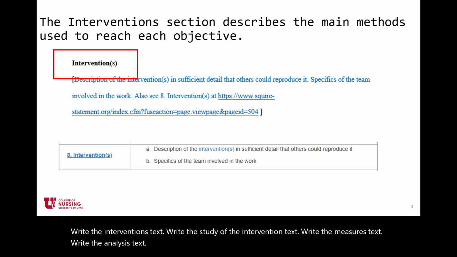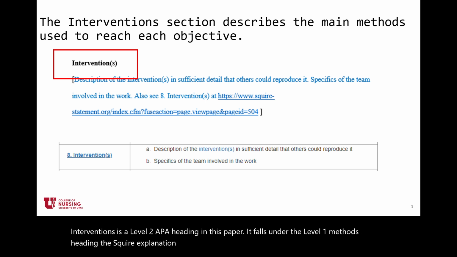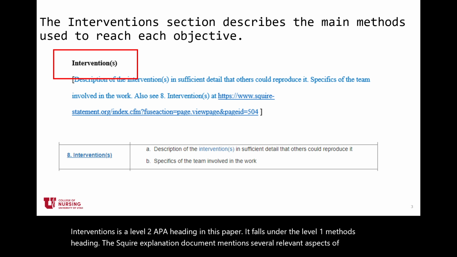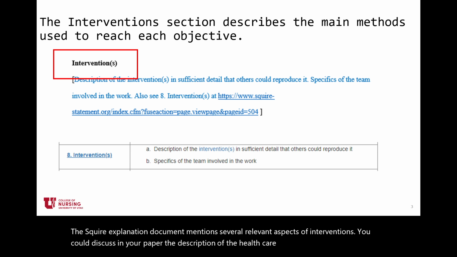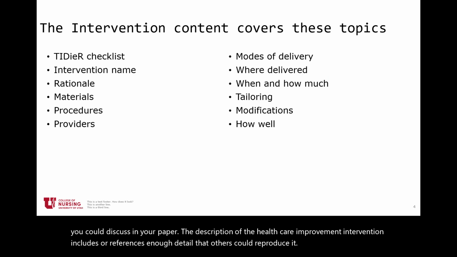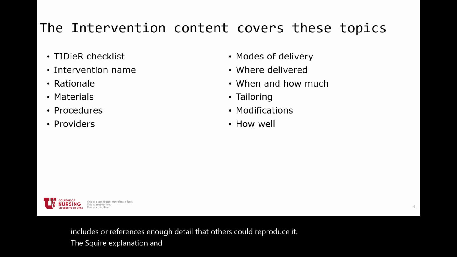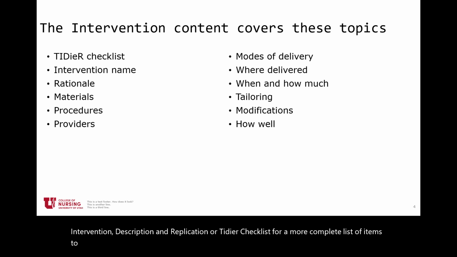Interventions is a Level 2 APA heading in this paper. It falls under the Level 1 Methods heading. The Squire explanation document mentions several relevant aspects of interventions you could discuss in your paper. The description of the healthcare improvement intervention includes or references enough detail that others could reproduce it. The Squire explanation and elaboration document refers readers to the template for intervention, description, and replication, or TIDieR checklist, for a more complete list of items to include when describing an intervention.